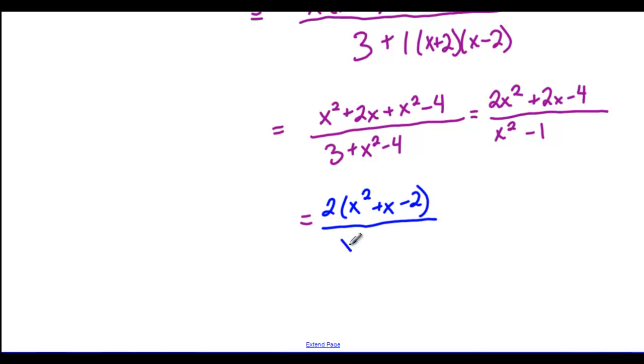And then we'll go ahead and just rewrite the bottom. And so the top, the x squared plus x minus 2, that's going to also factor. So I'm going to rewrite the 2, and then we're going to factor that x squared plus x minus 2. And we know it's going to be x and x. And then two numbers that will multiply to a negative 2, so opposite signs, and add to a positive 1. It's going to be a positive 2 and a negative 1.